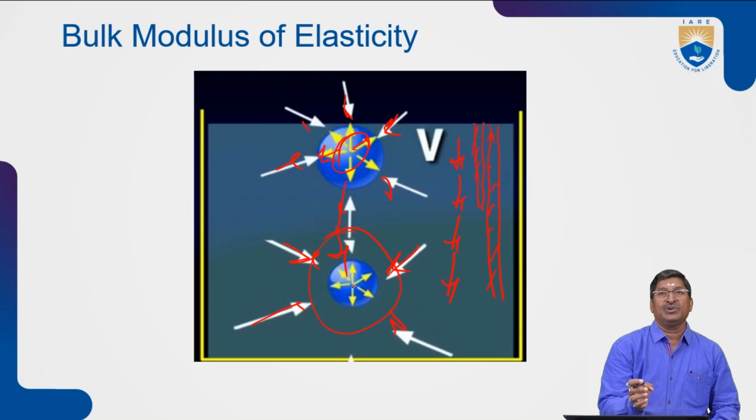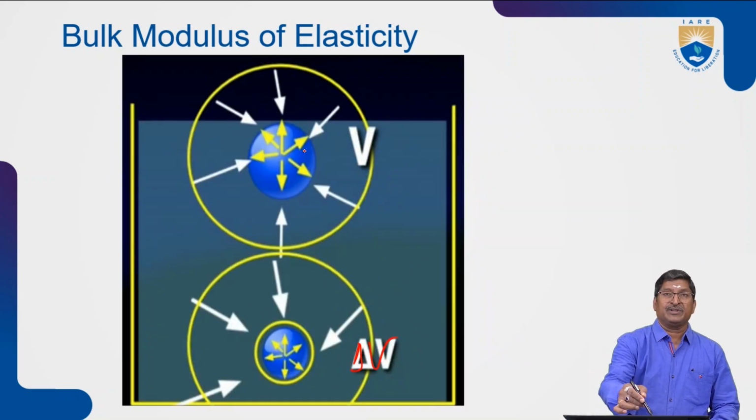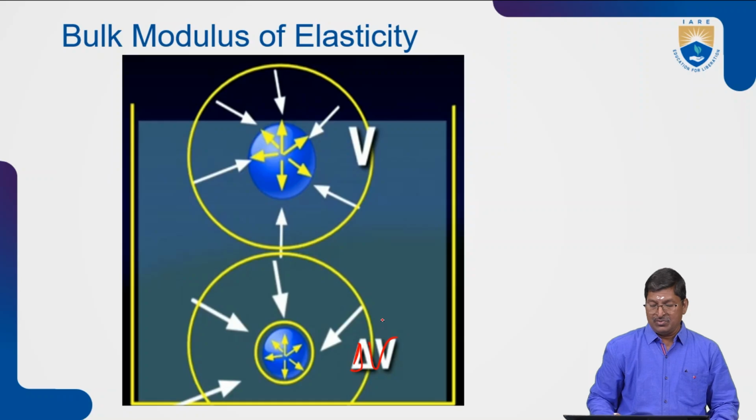So what is the meaning of volume decrease? It means the mass is the same, but the volume is reduced. That means density will be increased here. So you can see internal pressure, external pressure, and change in volume.